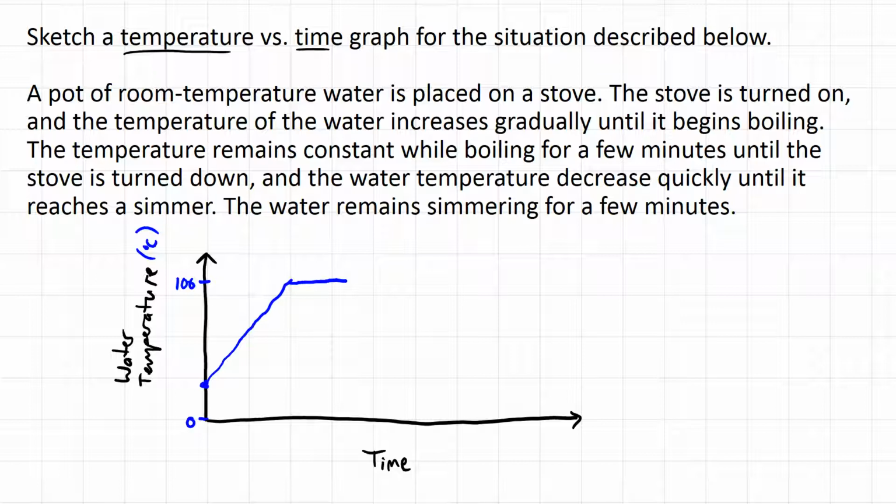Then the stove is turned down and the water comes to a simmer. And so a simmer is going to be well above room temperature but below boiling. So let's say it drops, I don't know, maybe by a few degrees there. And we're told that it decreases quickly until it reaches a simmer. So there's our simmering temperature. It decreases quickly to get there, and then it remains simmering for a few minutes.